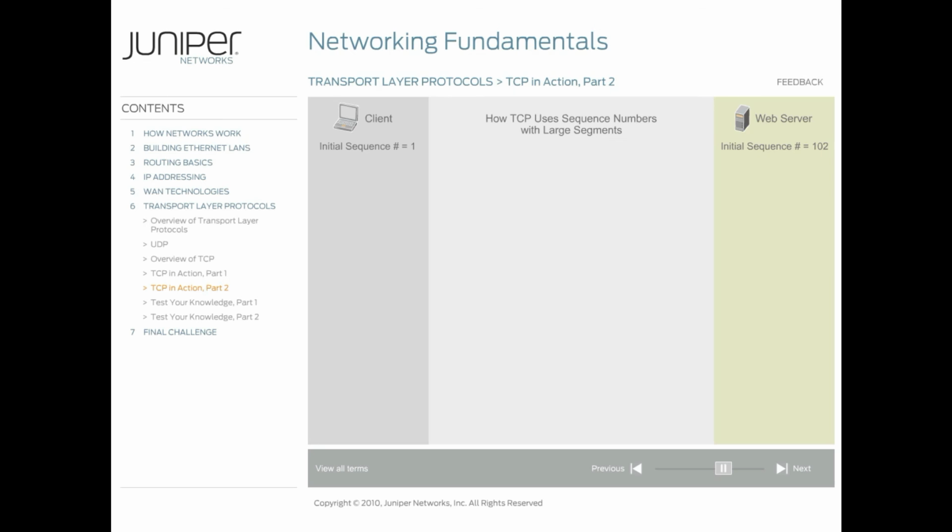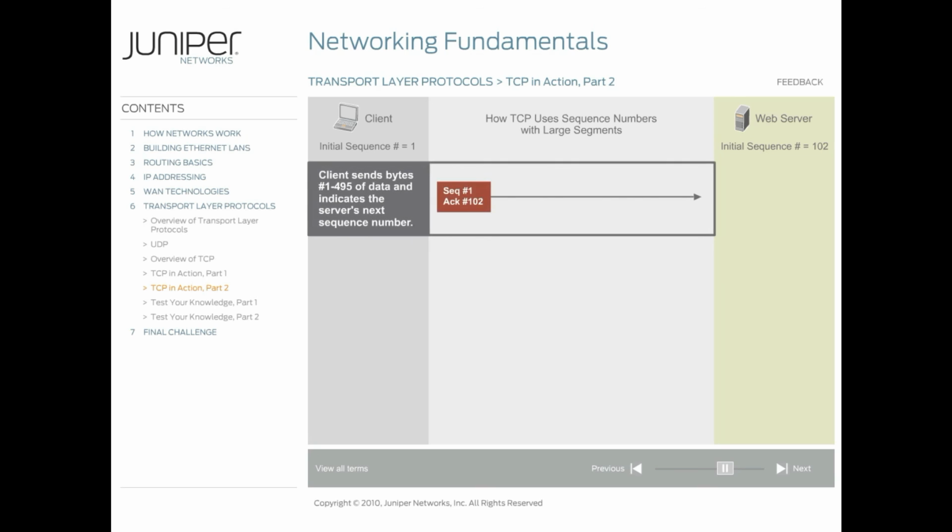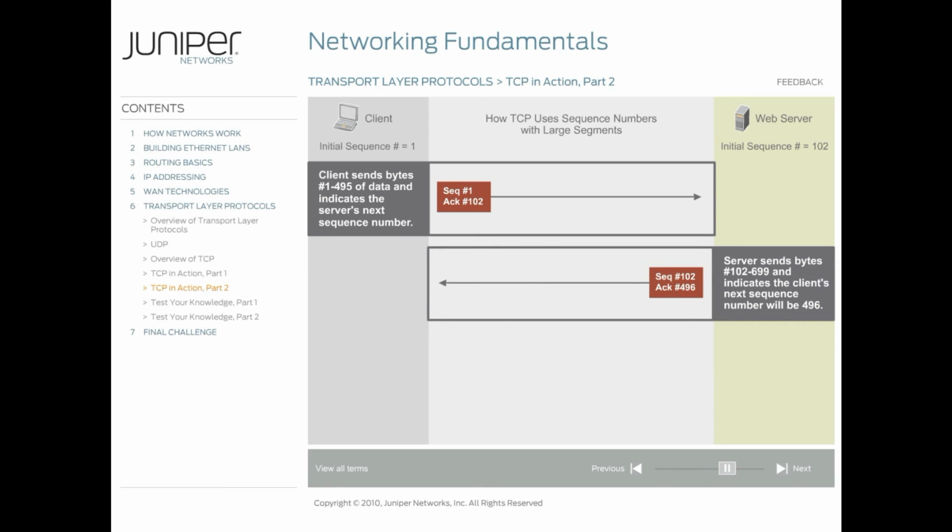If you remember, during the 3-way handshake, both sides agreed upon their starting sequence numbers. Here the client's starting sequence number is 1, and the server's is 102. Next, the client sends 495 bytes of data, setting the sequence number to 1. Notice that the acknowledgement number is still 102 because the server has yet to send data. If the server is transmitting its own data, which is the case here, it sets its sequence number to 102, indicating the beginning of its data stream.